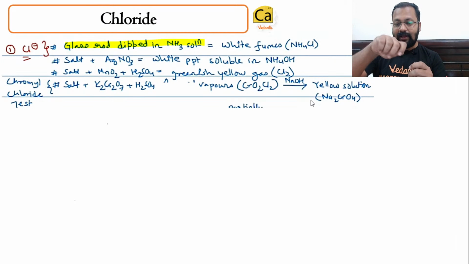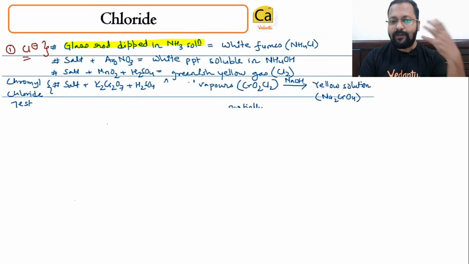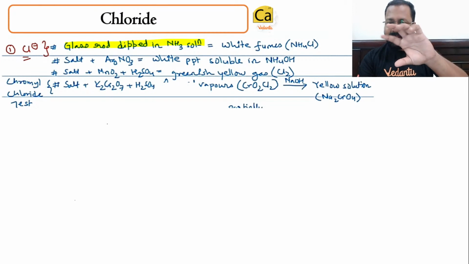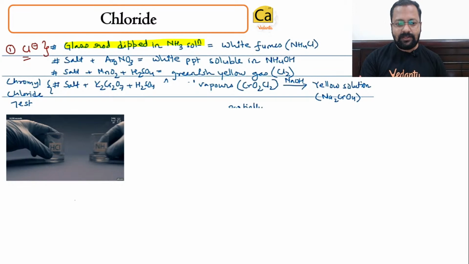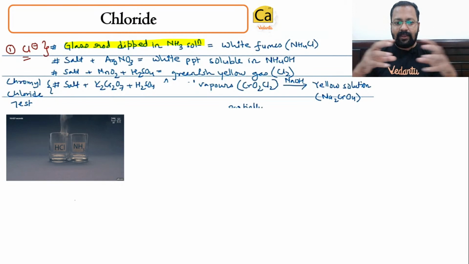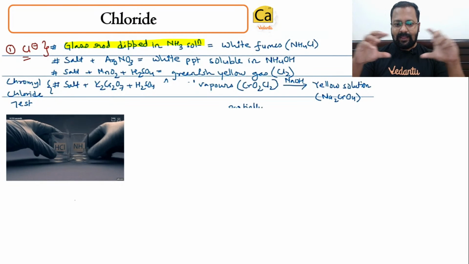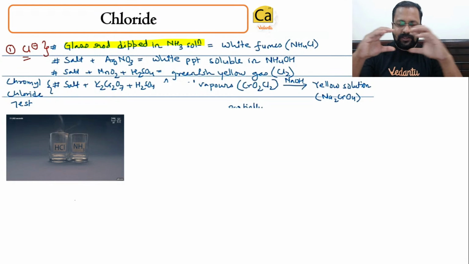You have to bring that glass rod to the mouth of the test tube and you will see white fumes. In fact, it will look like this. So whenever you have HCl and NH3 coming close to each other, you will have white fumes. Can you see this? When these two vessels, the HCl and NH3, are brought next to each other, white fumes are evolved.